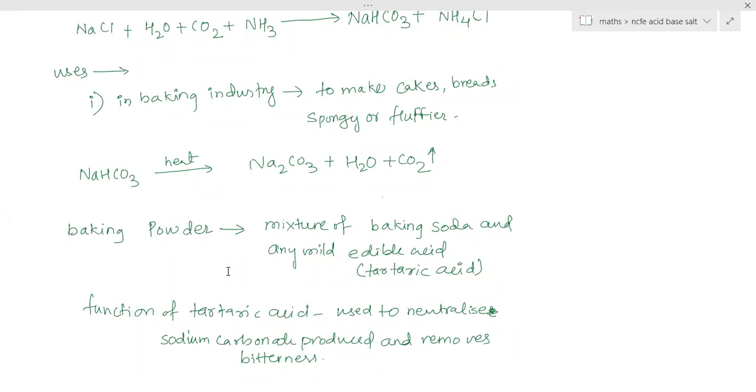If baking powder is not available, you can make that mixture at home by mixing sodium carbonate, that is baking soda, and curd, or baking soda and vinegar, because curd consists of lactic acid and vinegar consists of acetic acid. So we can use that mixture in baking cakes. Is it clear?